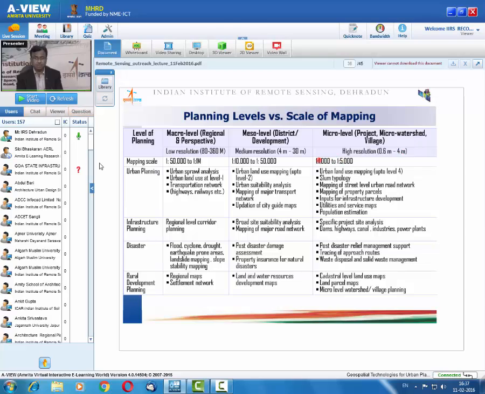When you come to micro level planning, where high resolution satellite data of 0.6 to 4 meters is required, then you require a scale of 1 to 1000 to 1 to 5000, and there high resolution satellite data can be used for urban land use mapping to level 4. Going further down the line into urban mapping, we can see slums, mapping of street level urban road networks, property parcels, infrastructure development, utilities and services maps, or population estimation. In infrastructure planning, we can go for project site analysis, and so forth.